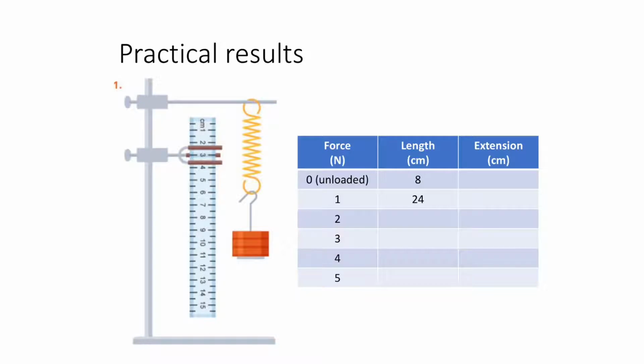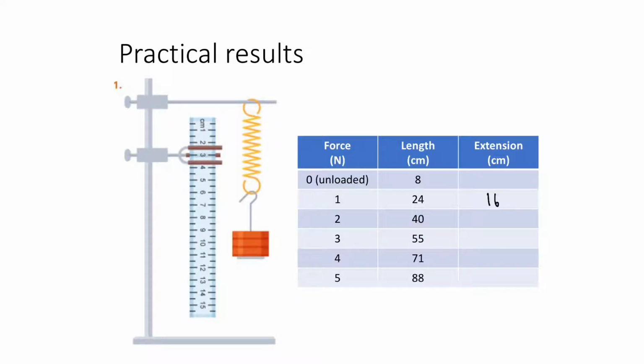So if we start filling out the table, to start with, when the spring's at its original length, it hasn't extended, so that's 0. To find the extension after adding the first force, you've then got to find the difference between what it ends at and what it started at. So it's 24 take away 8, which is then 16.